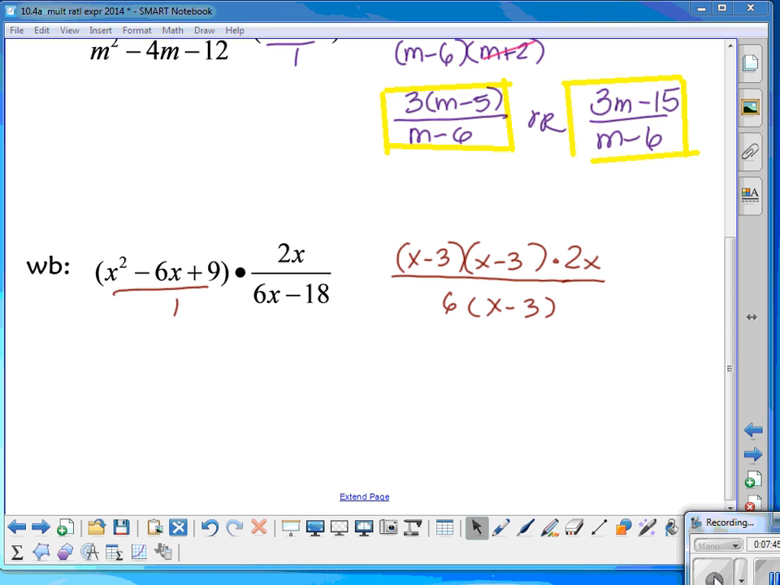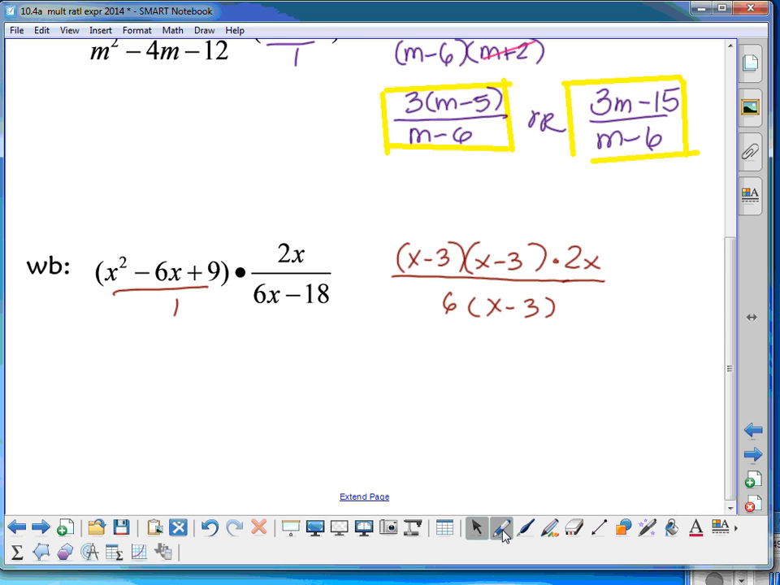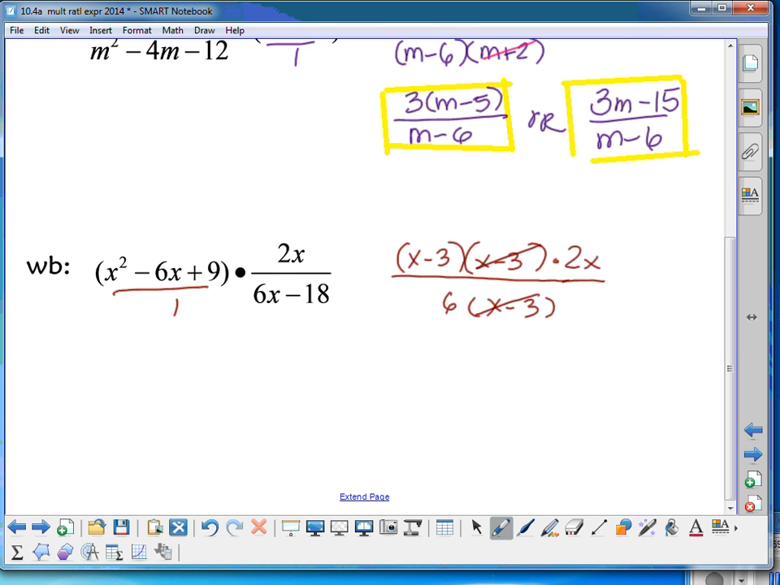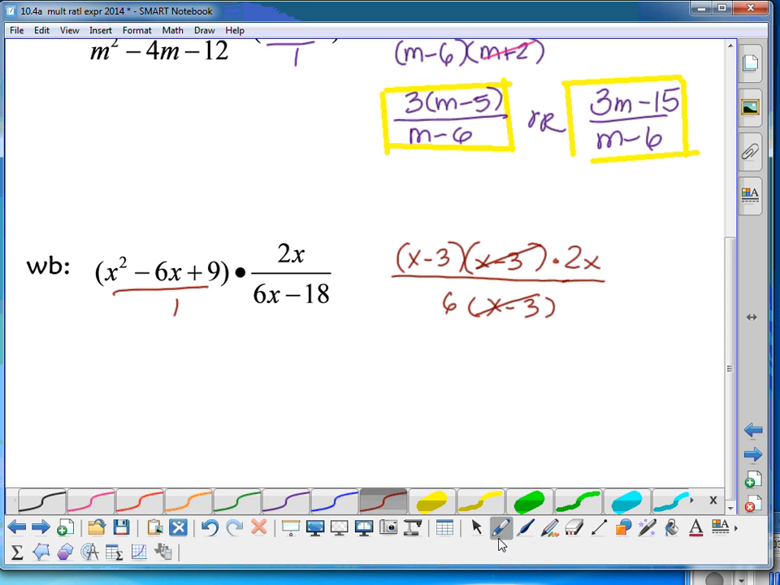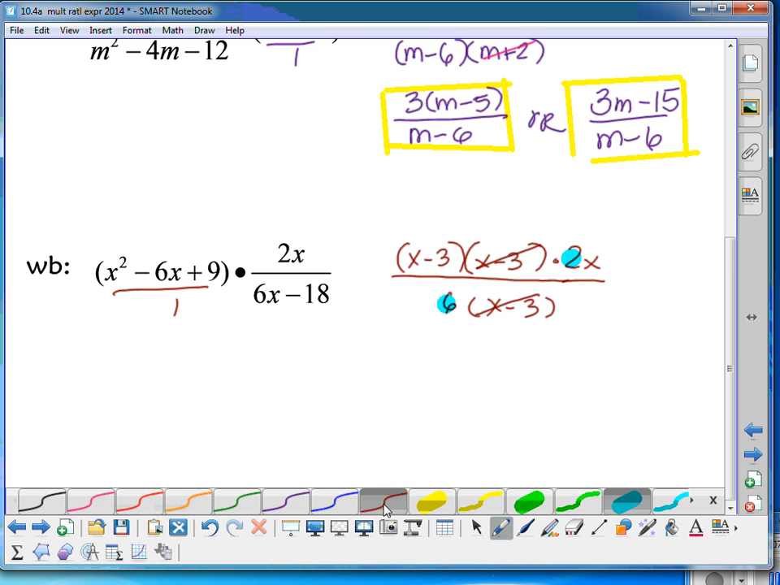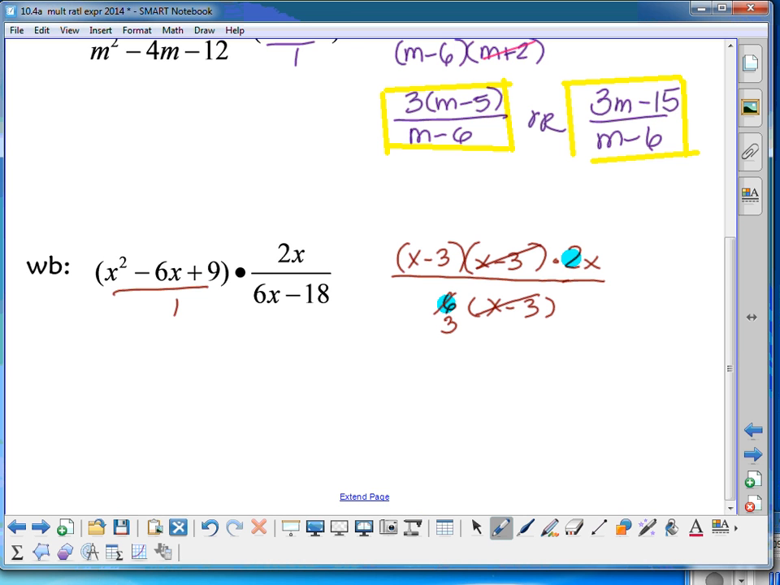Okay, so on top you had x minus 3 times x minus 3 times 2x. On the bottom you've got 6 times x minus 3. We can cross out the x minus 3's, but that's not all that you can reduce. You guys see the 2 and the 6? We can also reduce the 2 and the 6. So when you do that, 2 goes into that 3 times and into that once. So finally you're left with x times x minus 3 on top and just a 3 on the bottom.